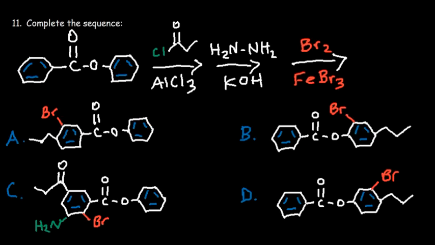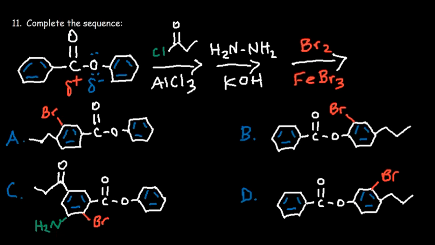Number 11, complete this sequence. So for this problem, we need to find out which ring is more activated. The ring on the left, it sees this partially positive carbonyl group, and the carbonyl group is a meta-directing deactivator. It can pull electron density toward itself, thus deactivating the ring, making it more electrophilic or partially positive. Now, the ring on the right is activated. It sees this partially negative oxygen atom, which can donate electron density to the ring by means of the resonance effect, putting a partially negative charge on that ring. So the ring on the right is more reactive than the ring on the left.